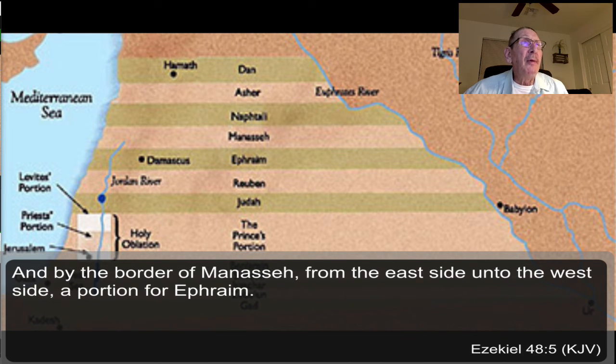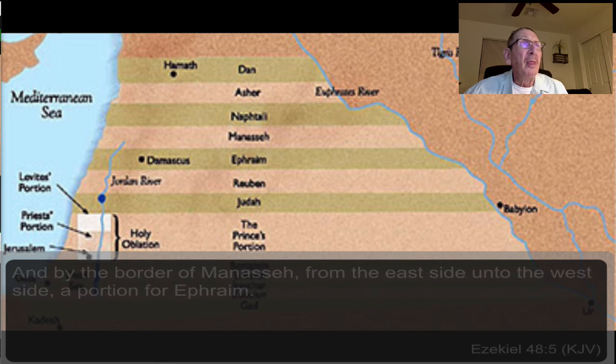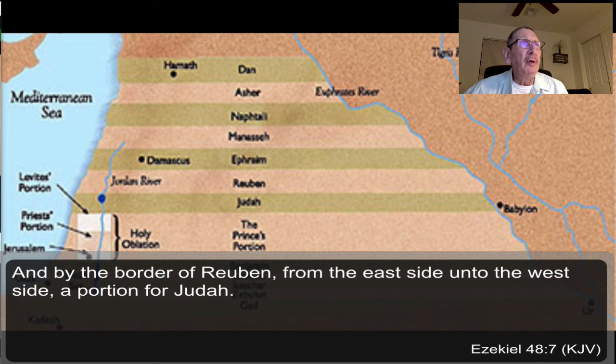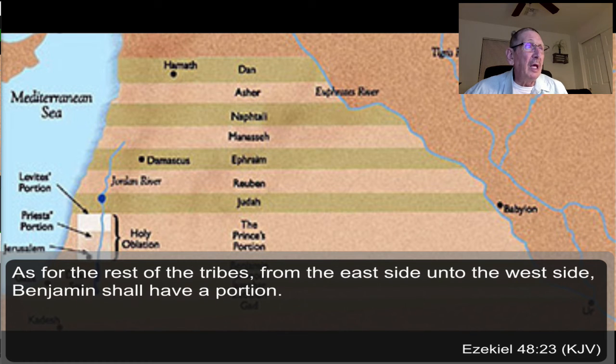And from the border of Manasseh, from the east side unto the west side, a portion for Ephraim. Ephraim is the other son of Joseph. And by the border of Ephraim, from the east side unto the west side, a portion for Reuben. And by the border of Reuben, from the east side unto the west side, a portion for Judea. Then it starts talking about the Holy of Holy areas. So we'll jump down to verse 48. We'll be doing this chapter later on in its entirety, so we'll review these again then.